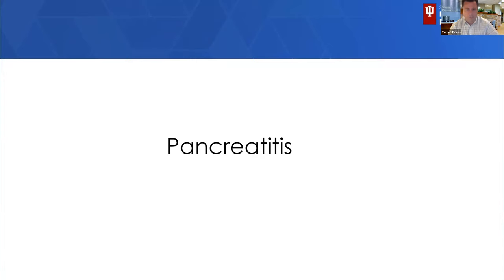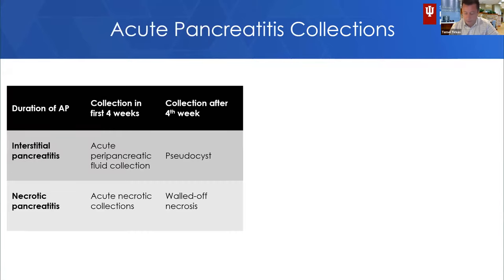All right, let's go to pancreatitis. We'll talk about acute, chronic, and autoimmune pancreatitis. One of the most common things that you read in our reports is pancreatic fluid collection, right? So they revised the Atlanta classification of pancreatitis. They changed the names a little bit about 5-6 years ago, I believe.